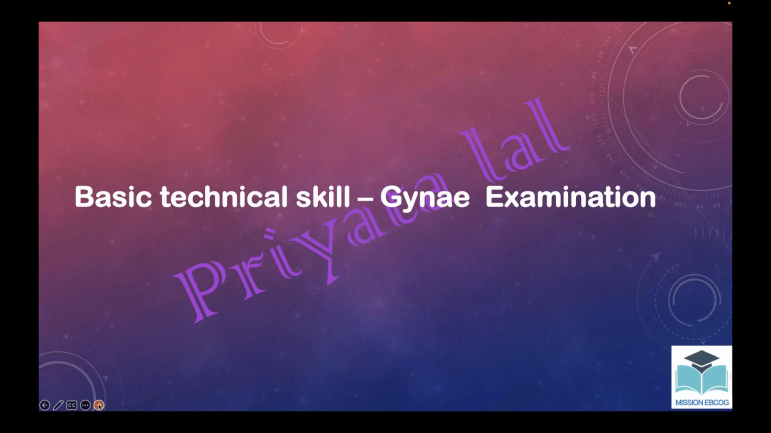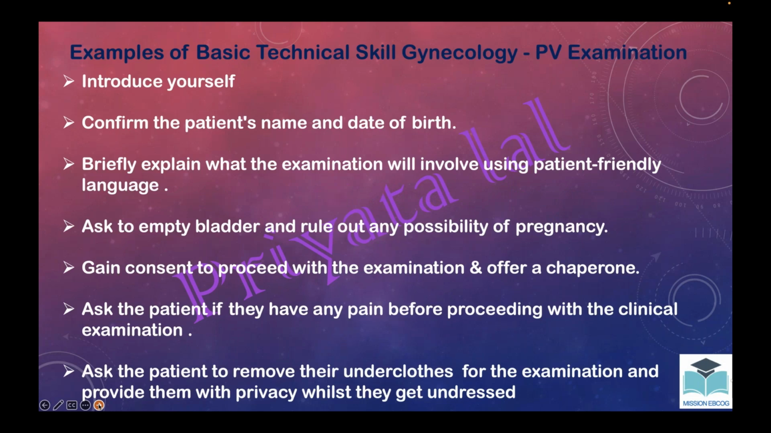First, you will introduce yourself, then you will confirm the patient's name and date of birth, the identity of the patient. You explain that you are going to look at her and you are going to palpate. Then the patient's bladder should be empty. You ask the patient whether there is any possibility of pregnancy, you have to rule that out. You have to gain consent, whether she is ready for it. Offer a chaperone to her, and ask whether she has any discomfort before you proceed with the clinical examination.